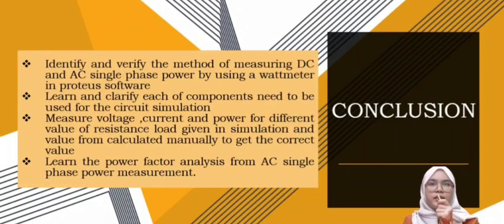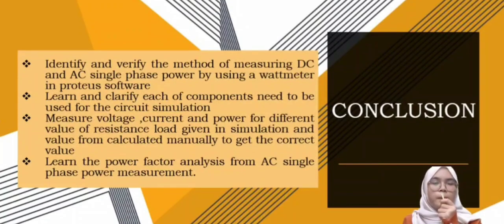Based on the activity given, we can identify and verify the method of measuring DC and AC single phase power by using a wattmeter in Proteus software. Besides that, by using Proteus software, we get to learn and clarify each component that needs to be used for the circuit simulation. From the simulation and results obtained, we can measure the voltage, current and power for different values of resistive load given in the simulation and values calculated manually to get the correct value. From that, we can identify the difference and compare the results between the simulation and the values calculated manually.